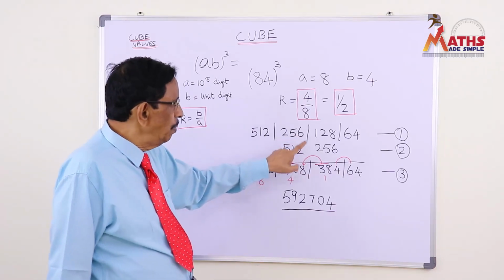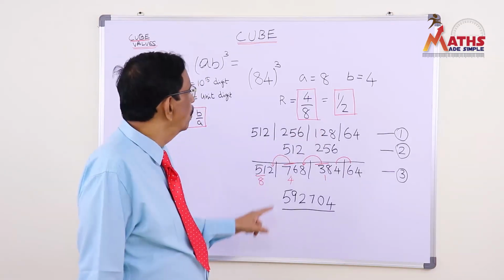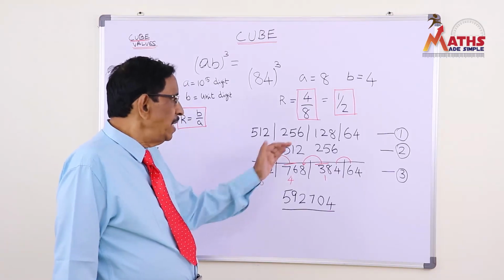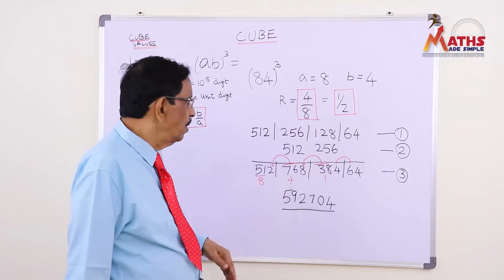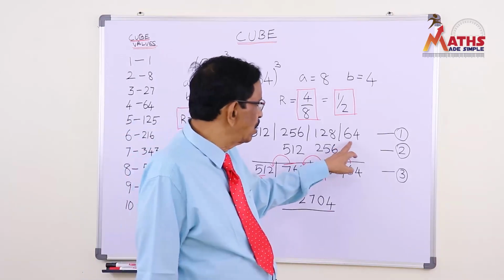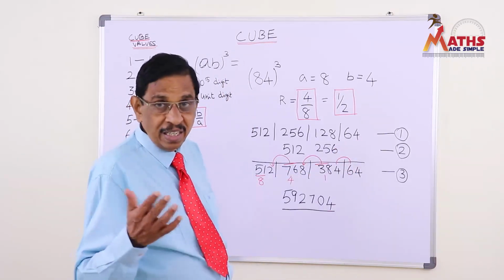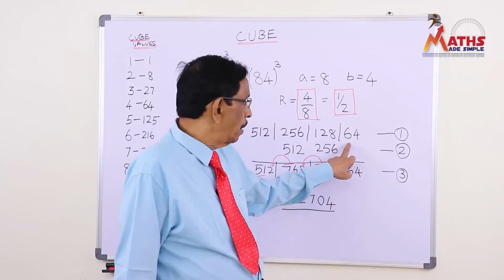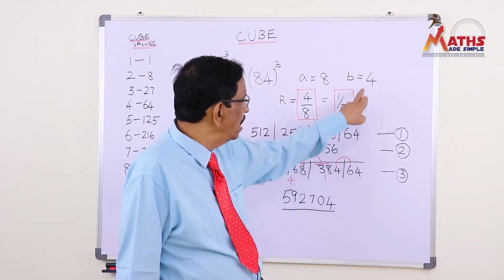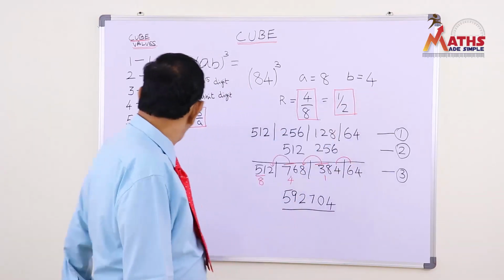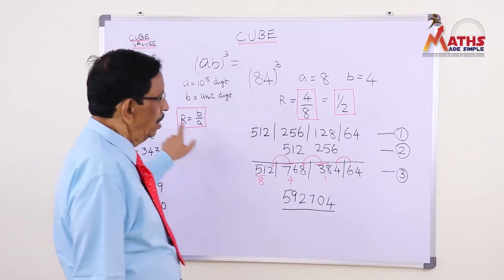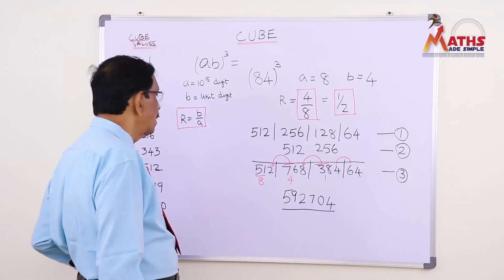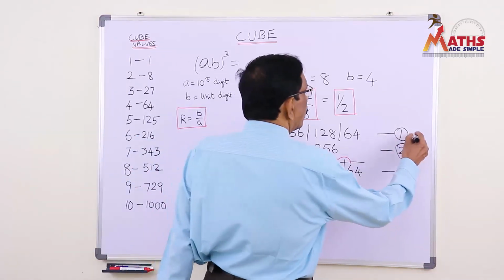Then 256 will be multiplied with half again to get the third digit, that is 128. 128 is again multiplied with half to get the fourth digit, which is 64. As I said in the earlier case, remember the fourth digit represents B cube. What is B here? 4. What is 4 cube? 64. We are getting the same value 64 here. The moment you get this, our line 1 working is correct.